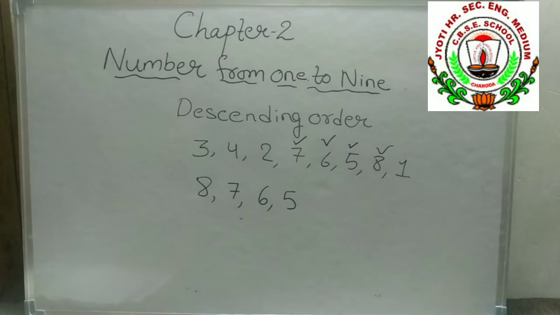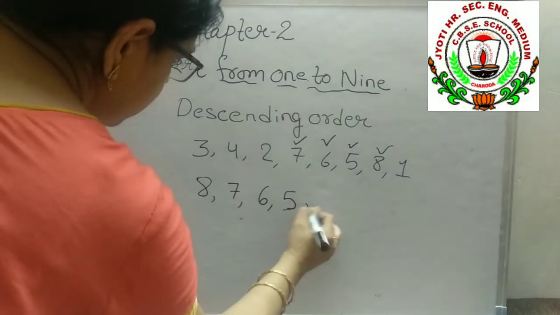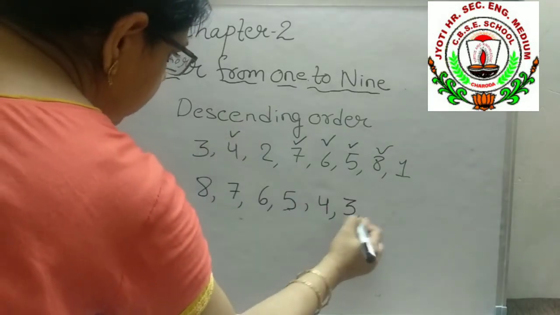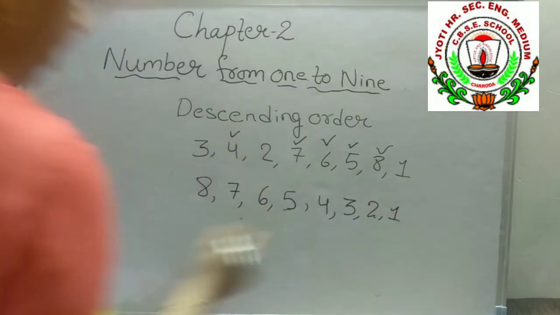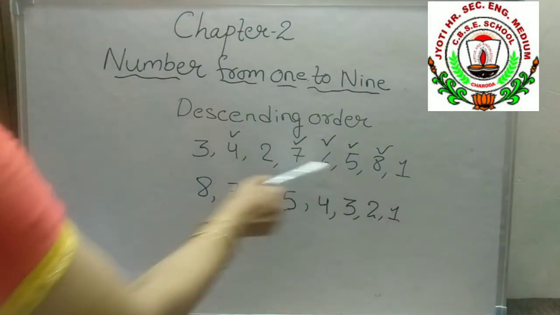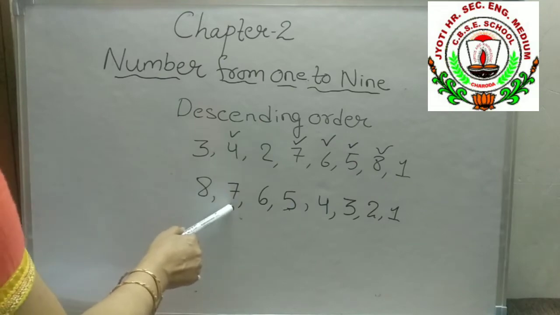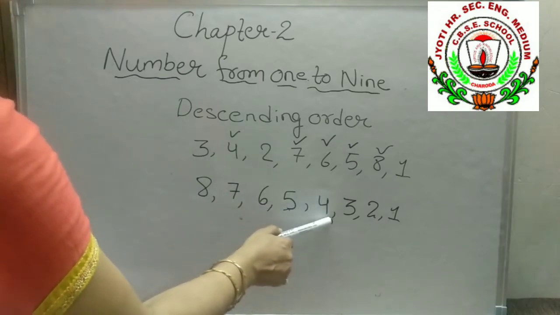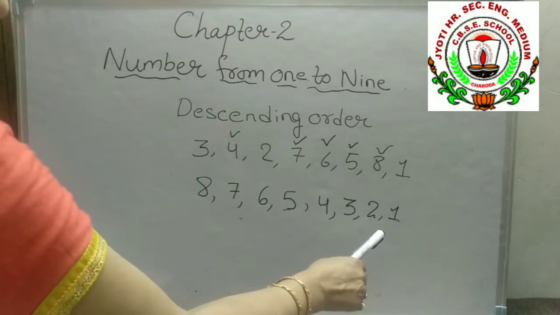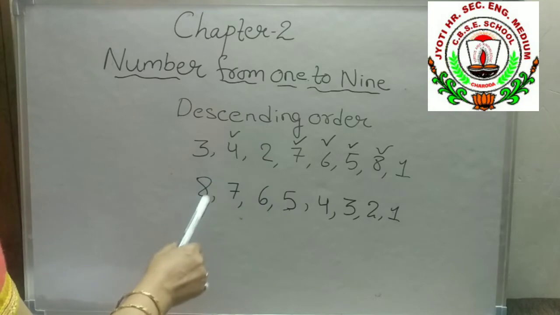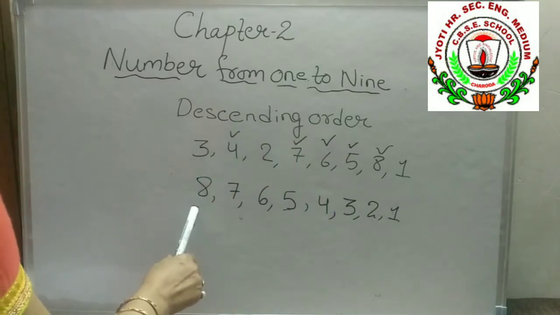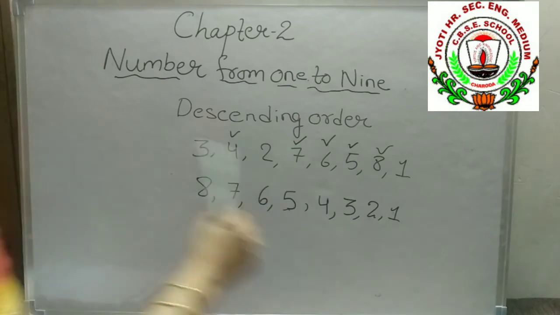In this, which is greater? It is 4. So we will write 4 here. After 4, 3, then 2, then 1. Thus, I have written the numbers from bigger to smaller. In the given numbers, 8 is bigger, then 7, 6, 5, 4, 3, 2, 1. Students, we can see that it is backward counting also. So in descending order, we have to write the counting from bigger to smaller.